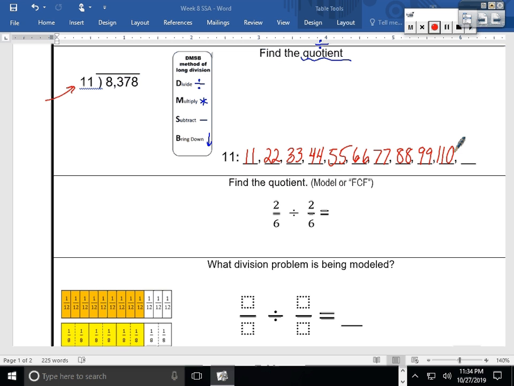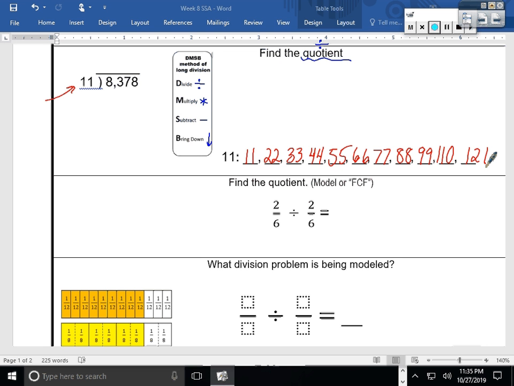When you're multiplying 11 times 10, you're going to get a 0 at the back, aren't you? And then 11 times 11, well, that would be another 11 added to this. So 110 plus 10 more is 120, plus 1 more is 121. That's probably far enough for us to go to be able to make this happen.